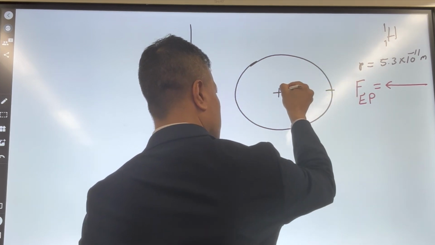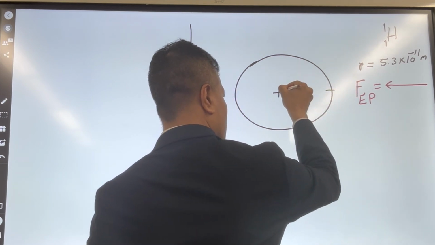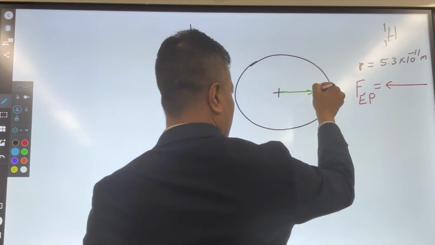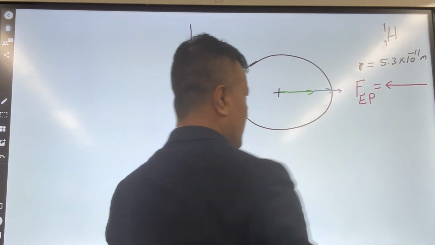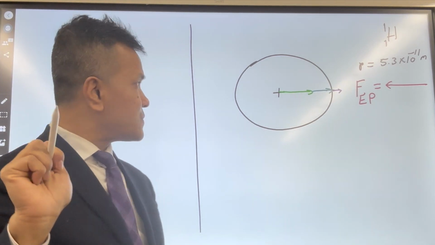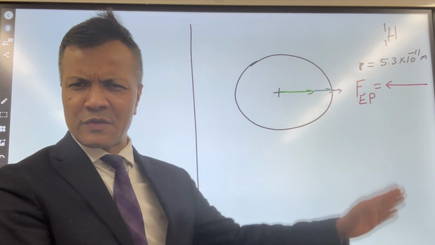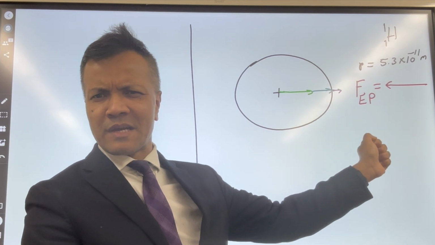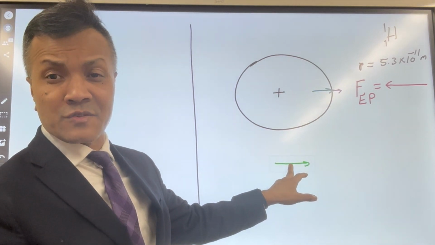I'm going to give it a try again. Can I move? No, I cannot. So I have to try again. I will change the color. Hopefully you will be able to figure out which one we are trying to find. Is this the green one, blue one, or the violet one? Of course the violet one, because I asked you to find the electric field r distance away, 5.3 times 10 raised to -11 meter away.